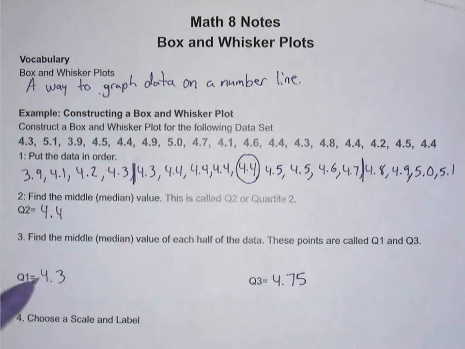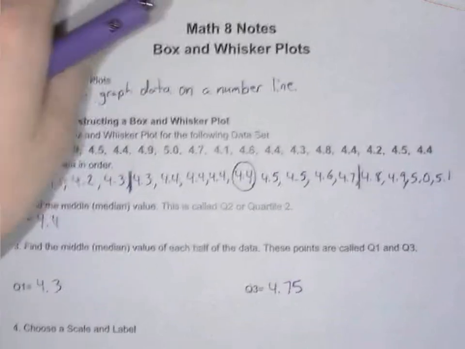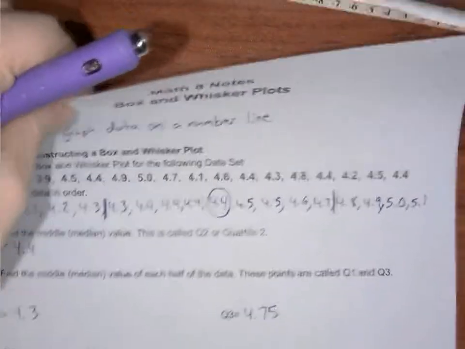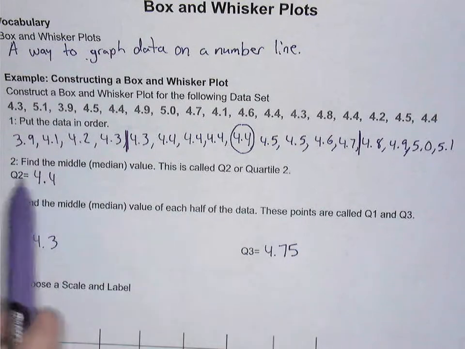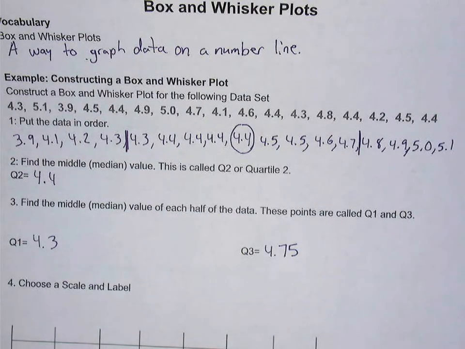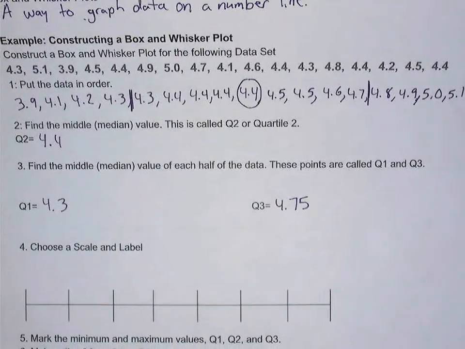Once I've got Q1, Q2, and Q3, then I'm going to go ahead and choose a scale and label. So in order to choose a scale, I might take a look at my smallest and my largest data value. So I go from 3.9 to 5.1. So I'm trying to think of a good scale that would work there. Maybe if I count by 3s, that would spread my numbers out enough so they would fill up most of my graph.